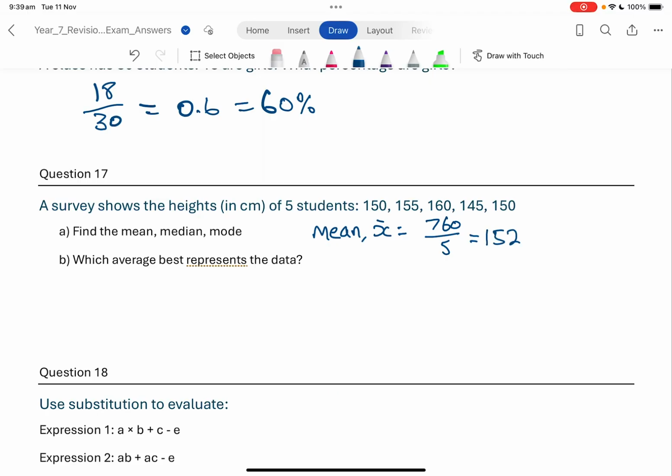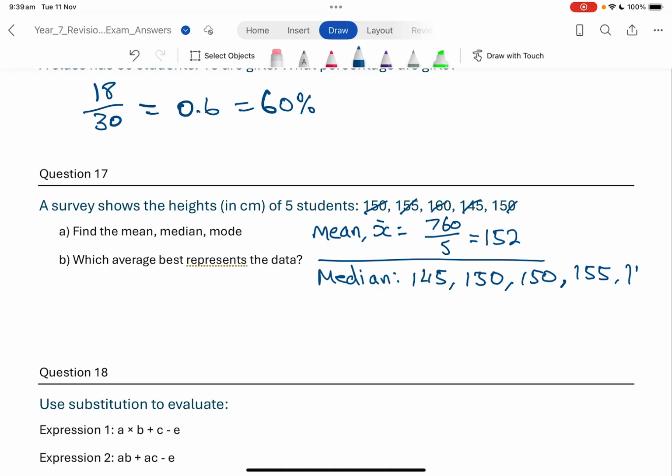152 for the mean. For the median, well, we need these in order. So the smallest number here is 145. Then we got 2 150s. Then we got a 155. And then we've got a 160. Cool. Cancelling out from either side gives us 150 as my median.